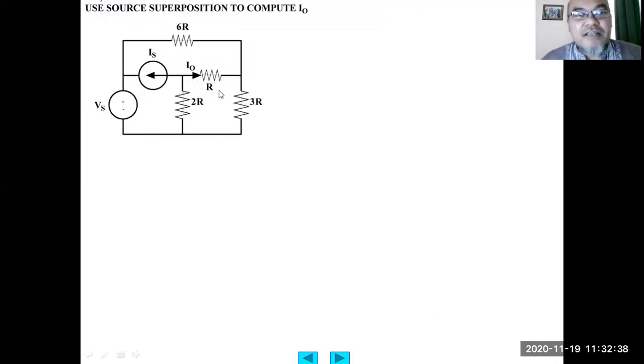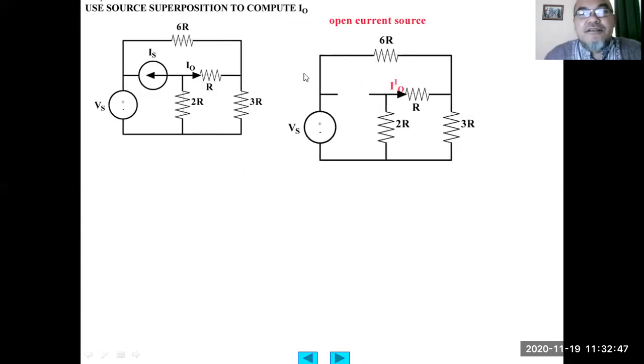Now we go to another example here. Use source superposition to compute I output here at this resistor. So first, for the contribution due to the voltage source here, we calculate by open circuiting the independent current source here.